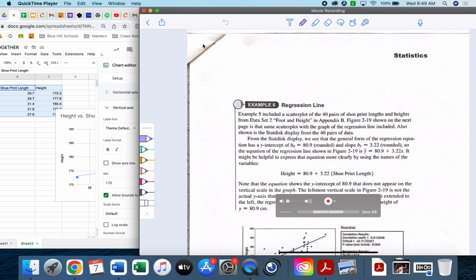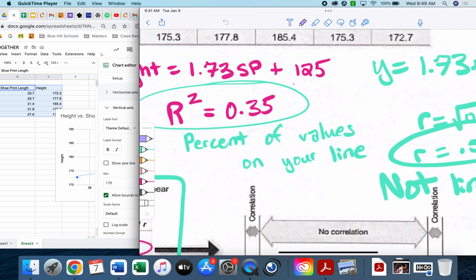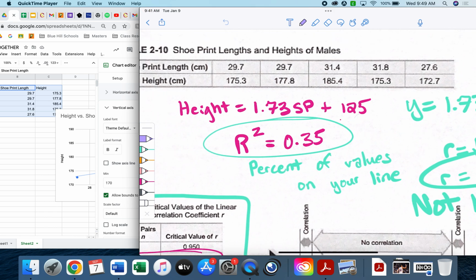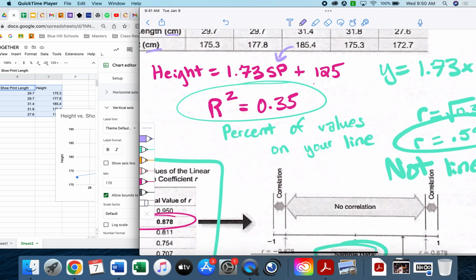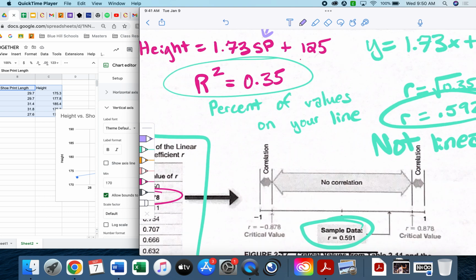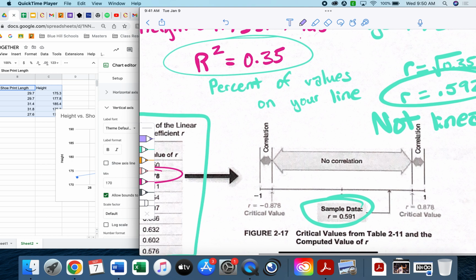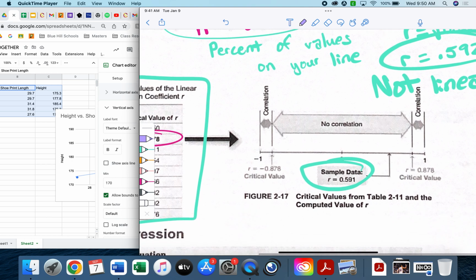All right. So yesterday, you guys filled in this equation, the height equation, and we said shoe print length is based on height, or height is based on shoe print length. So you put your shoe print in there in centimeters. Each one of these is in centimeters, and then it'll spit out your rough height. And that said it had an R squared value of 0.35, which we took the square root of, and we got 0.592. Now, let me point out some things that your homework assignment calls on.